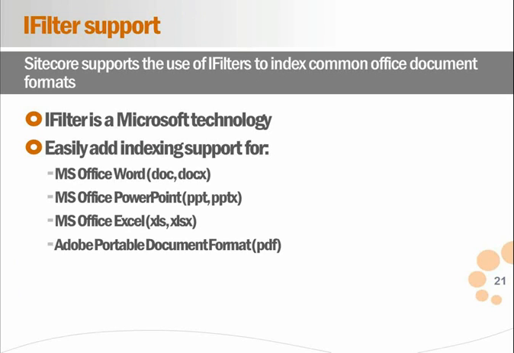So the good news with Sitecore 7 is the way in which we add that support is now much simpler. It's a matter of finding the appropriate IFilter and installing it on the server, and then you're done. Install the IFilter, re-index the content, and now you've got full text search across all of your document formats.